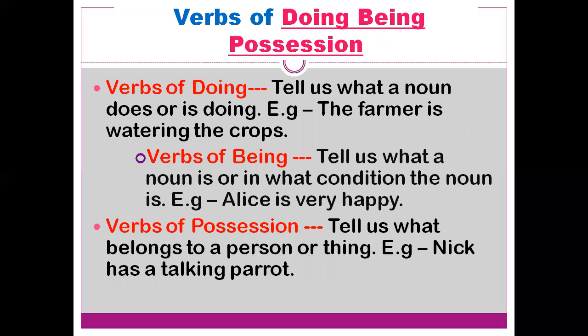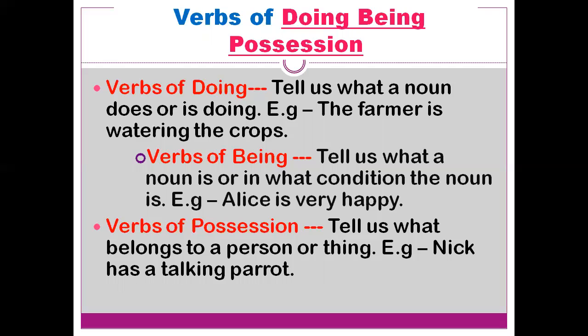Now let us learn about verbs of doing, being, or possession. The first one is verb of doing. Now verb of doing, as the word itself signifies, tells us what a noun does or is doing. It tells us what the noun, the subject, is doing. Here is an example. The farmer is watering the crops.